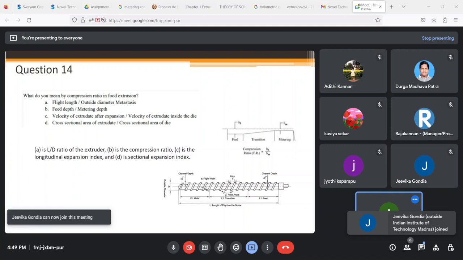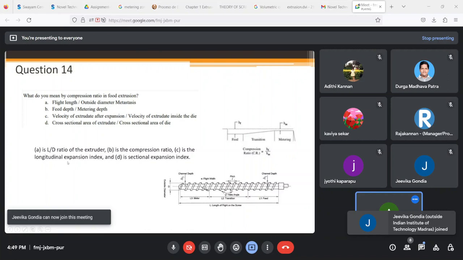of your food. So it is often seen that your metering zone will have a lesser height, whereas your feed zone will have a larger height. The ratio of the height at the metering zone between your barrel and your screw to the height in the feed zone corresponds to the compression ratio. So the higher the compression ratio, the more compression of your food product. That is, the smaller your height is in the metering zone, the more compression you are giving to your food product.